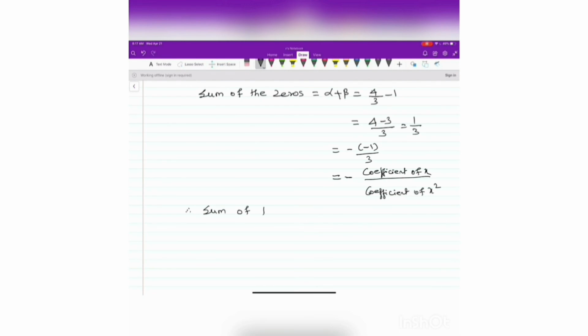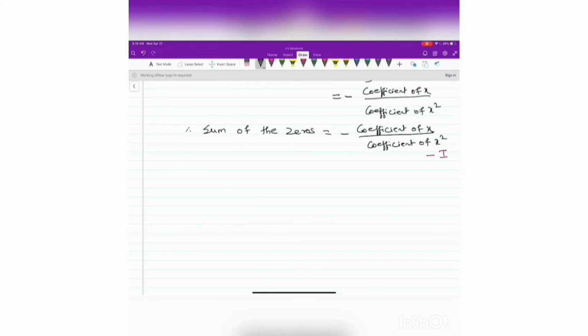So therefore sum of the zeros is equal to minus coefficient of x by coefficient of x square. Let me name the result what you have verified as 1. Now, what will happen to the product of the zeros? Let us see that now.